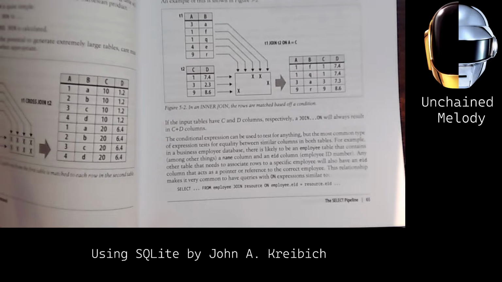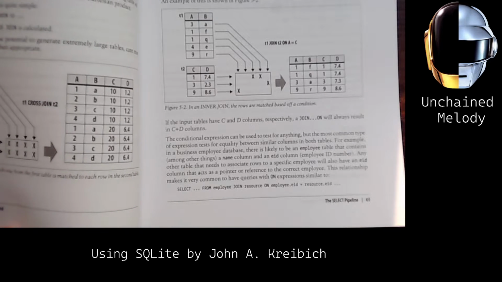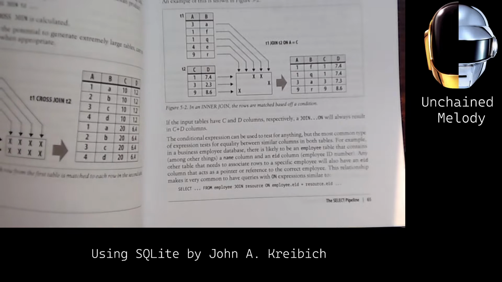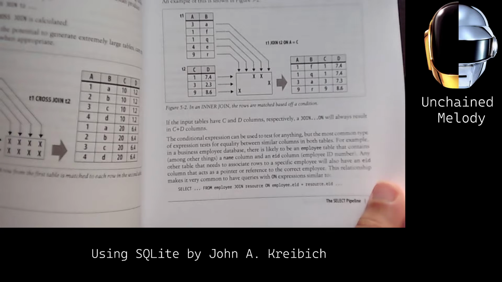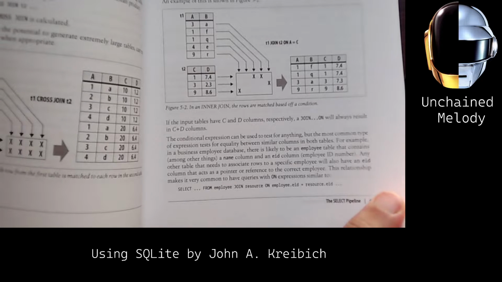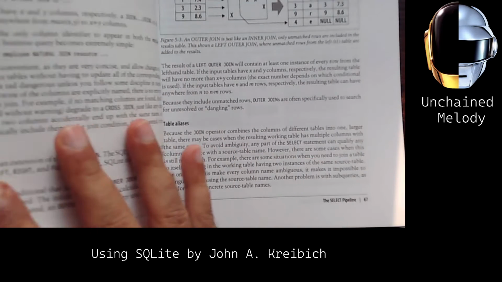For example, in a business employee database, there is likely to be an employee table that contains, among other things, a name column and an EID column. Any other table that needs to associate rows to a specific employee will also have an EID column that acts as a point of reference to the correct employee. This relationship makes it very common to have queries with on expressions similar to: select something from employee join resource on employee.EID equals resource.EID.